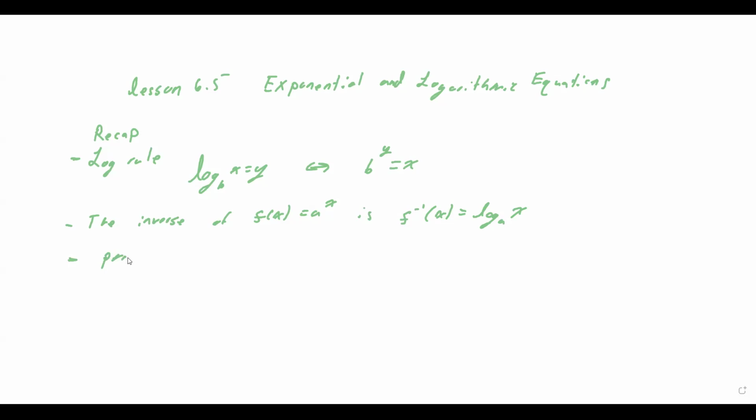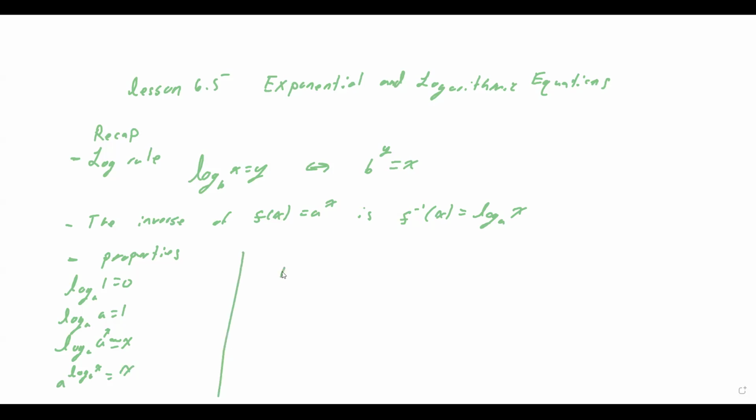And then we talked about the different properties. To highlight those properties, we saw that log base A of 1 equals 0. Log base A of A equals 1. We saw that log base A of A raised to the x is equal to x. And we saw A raised to the log base A of x is equal to x.